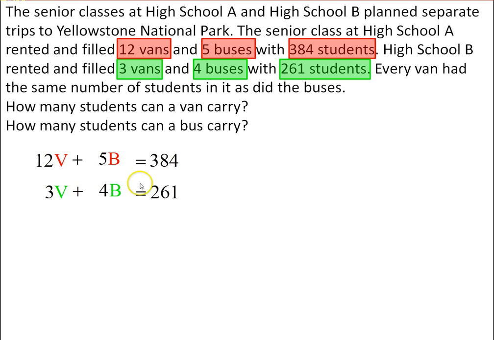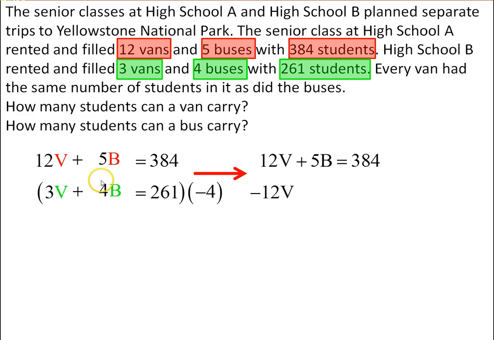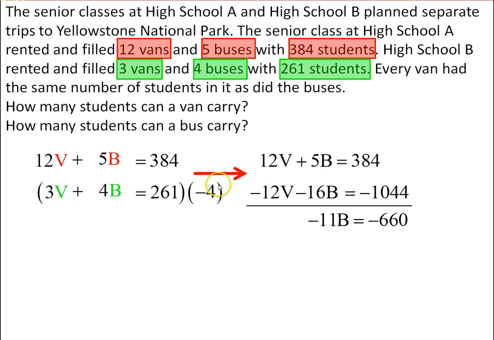The easier variable to work with is going to be the v, because then I only have to multiply one of the equations. So I'm going to multiply the bottom by negative 4. So now I have my opposites. So my v's are going to go away. I get negative 11b equals negative 660. Divided by negative 11. So we get b equals 60.